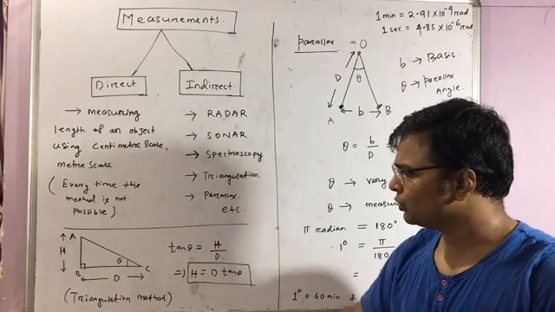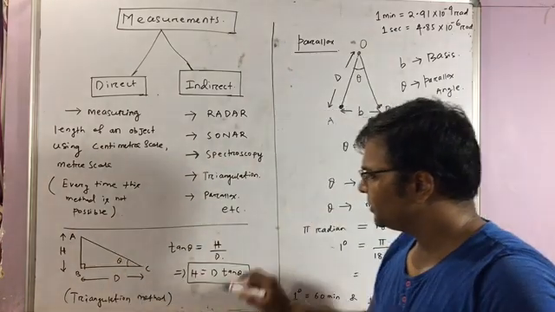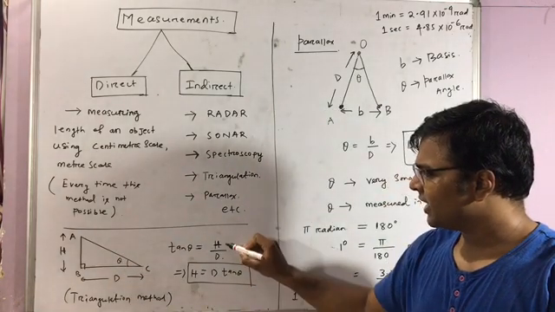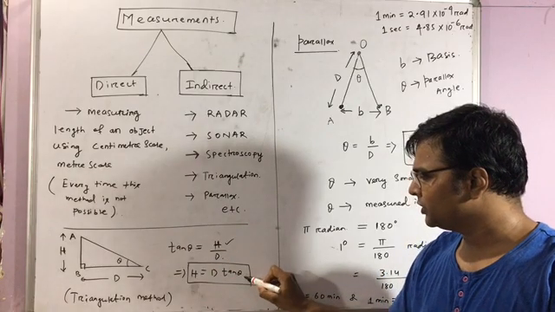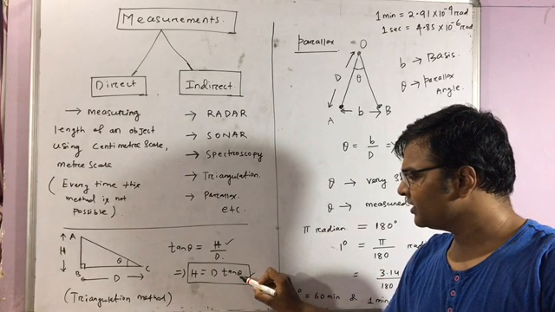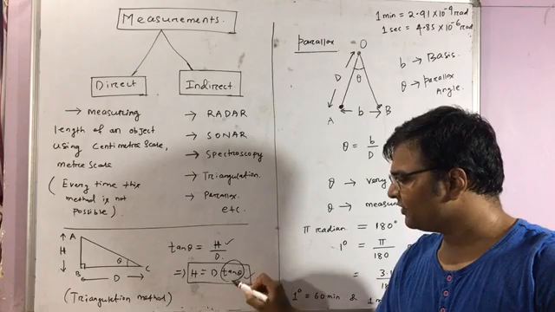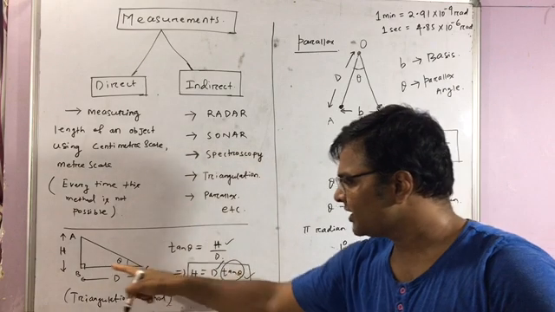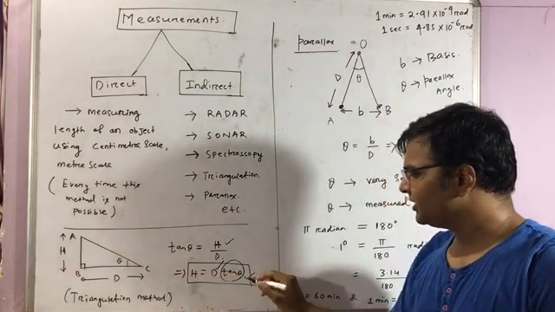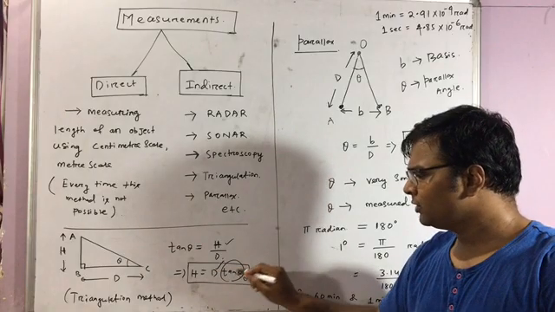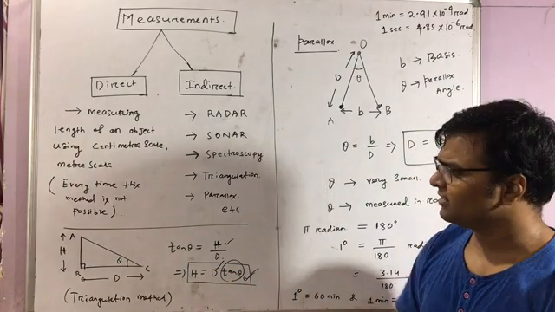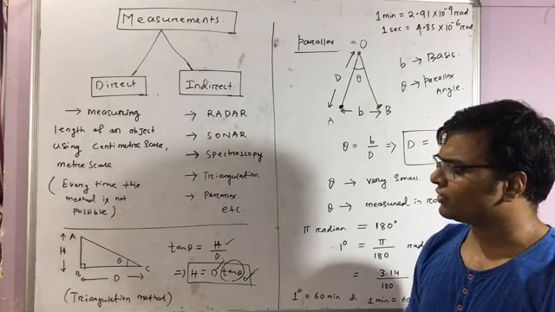Tan theta is equal to AB by BC, that is h by d, and you can calculate h. h is equal to d into tan theta. So by knowing this theta, you can find out the value of tan theta, and you have calculated this d. So h is equal to d tan theta. So you can find out the height of a mountain by this indirect method. This is called your triangulation method.